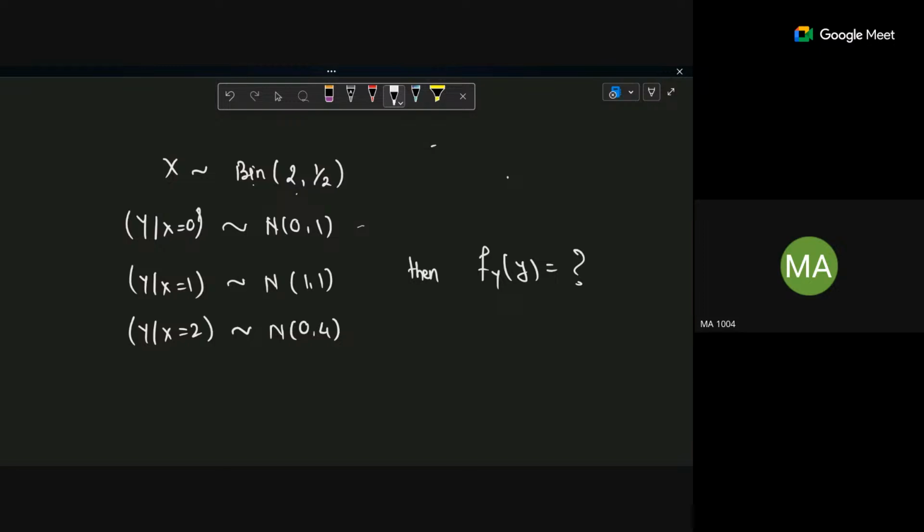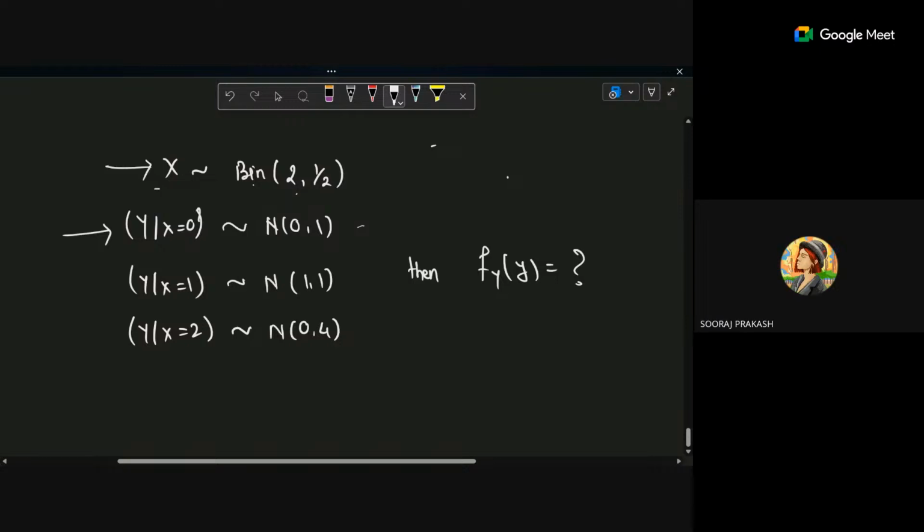Ma'am, sorry for asking. Y given x equal to 0, that notation, and N(0,1). What does it actually mean? Okay, just tell me what this notation means. X is following a binomial distribution, where this is the value of n and this is the value of p. The similar thing is here.